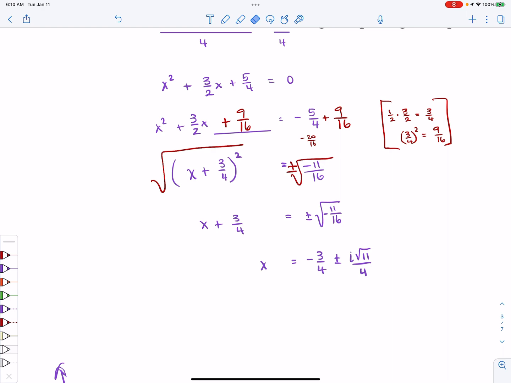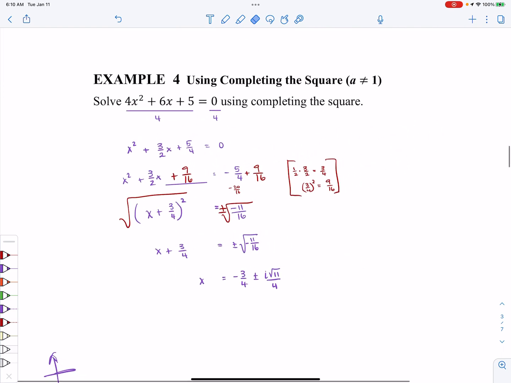Again, two solutions. They're ugly solutions, and they are complex because I have a part real and a part imaginary, but I have two complex solutions for this quadratic equation.